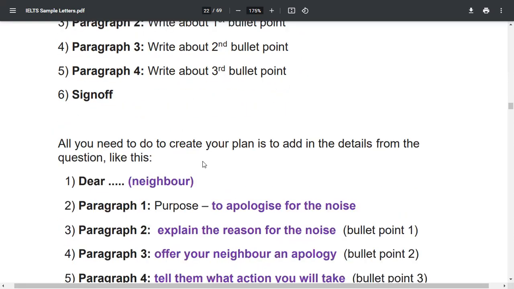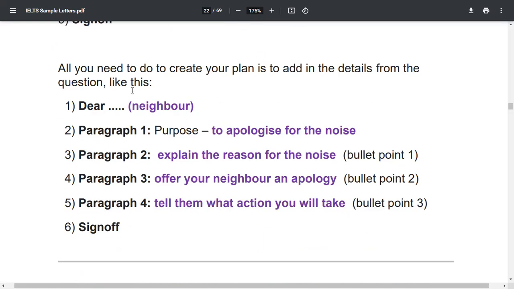Okay, so all you need to do is to create your plan from the question. So as you can see here, dear, I'm going to mention my neighbor's name, and in the purpose sentence, I'm going to write something like, I'm writing to apologize for the noise. Paragraph 2, explain the reason for the noise. Paragraph 3, and so on. So what I'm trying to show you right now is I'm trying to think about the main answers for the questions.